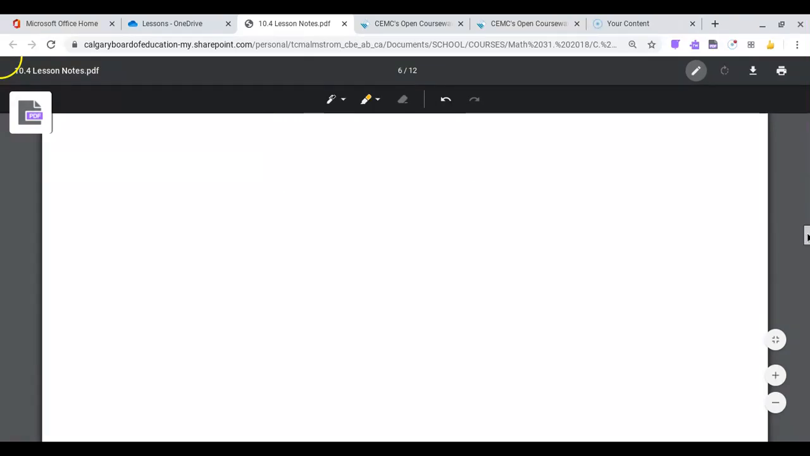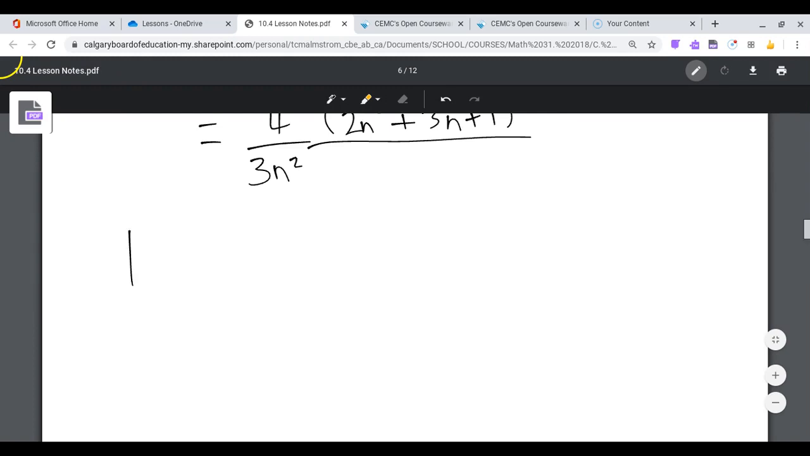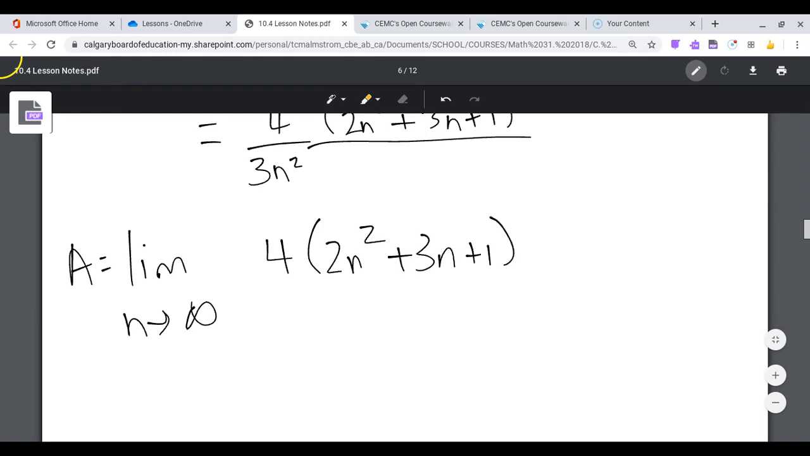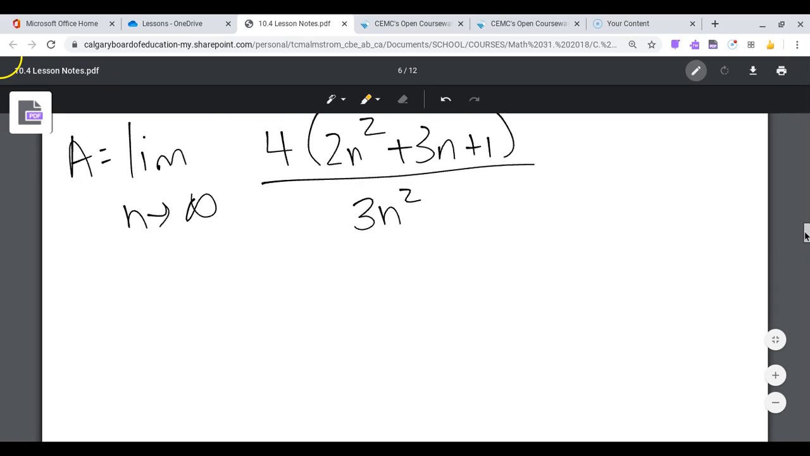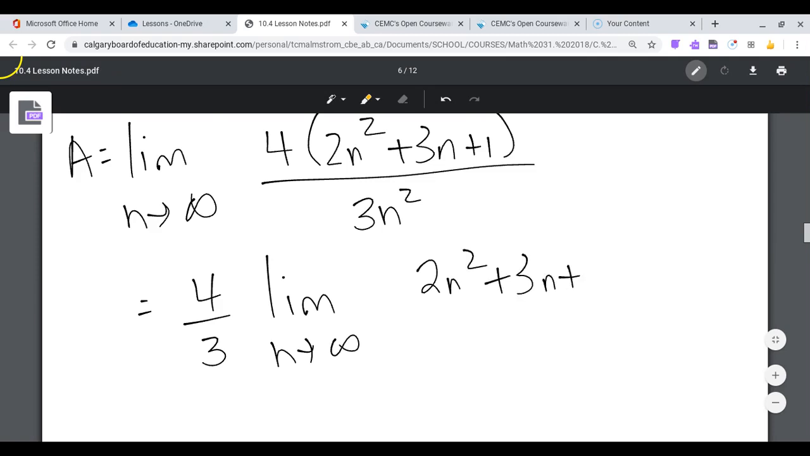I don't know if I wrote that in here that I was going to take the limit next. Yeah, so step 4, I think, is we're going to take the limit. So now I can say that the area is equal to the limit as n goes to infinity of this function I just made. So 4 times 2n squared plus 3n plus 1 all on 3n squared. And using my properties of limits, I can actually take that 4/3 out. You can multiply it in or you can put it in the front. So 4/3, the limit as n goes to infinity of 2n squared plus 3n plus 1 all on n squared.